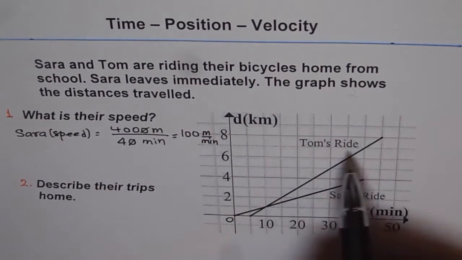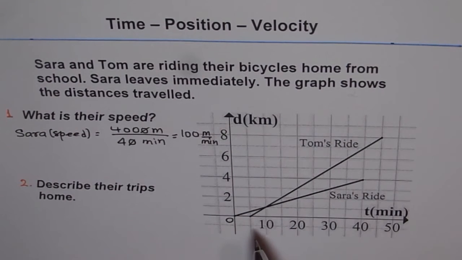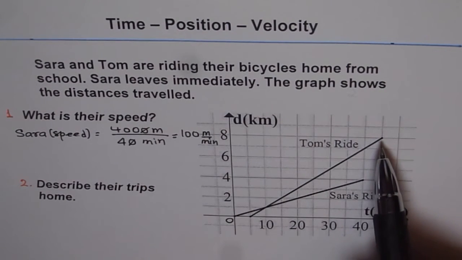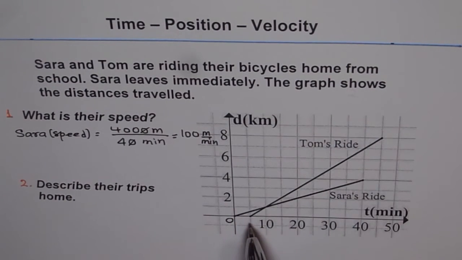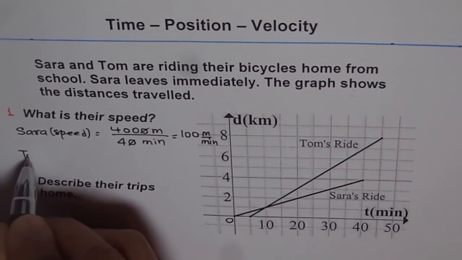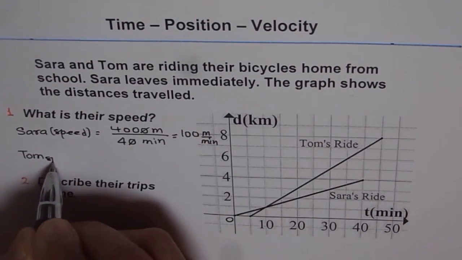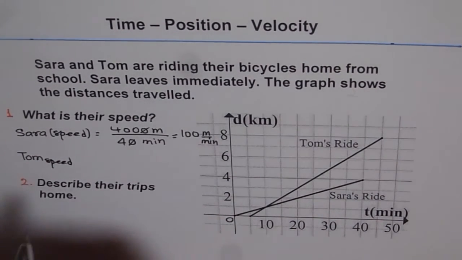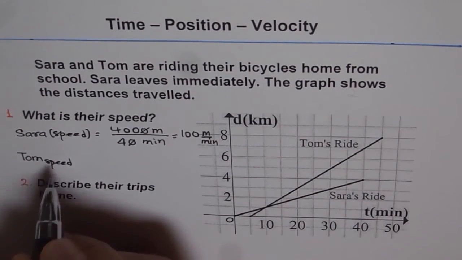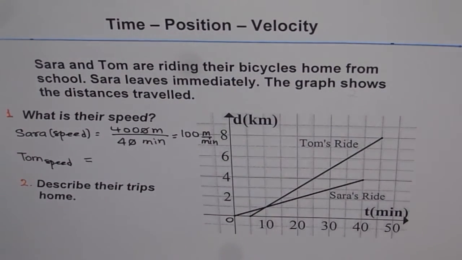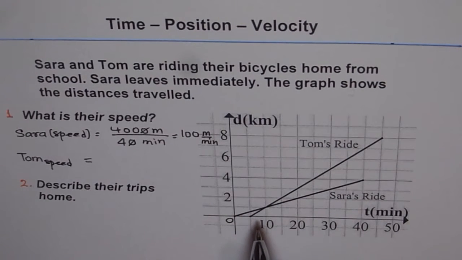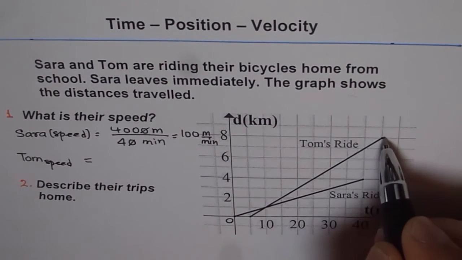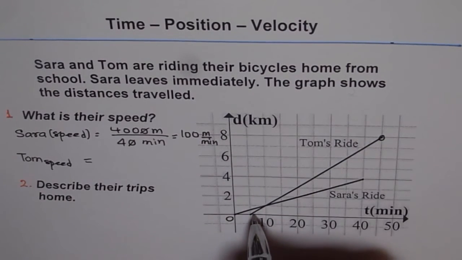Now to calculate Tom's speed, let's see the distance covered by Tom over the time period, right? Tom starts late. Tom starts 5 minutes after Sarah leaves, correct? Now Tom's speed, we could write as a subscript also, Tom as the subscript for speed, so speed of Tom. That's another way of writing, right? So the time duration for Tom is, this is the final point, that is the starting point, right?